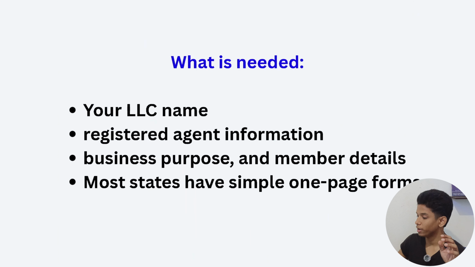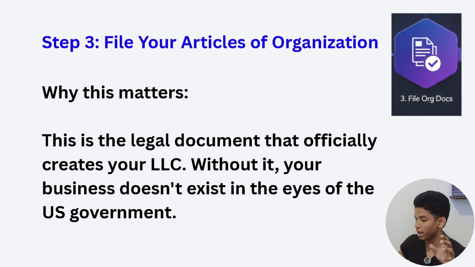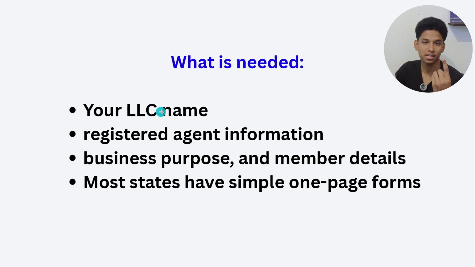Now moving to step 3, file your articles of organization. This is the legal document that officially creates your LLC. Without it, your business doesn't exist in the eyes of the US government. What is needed? Your LLC name, registered agent information, business purpose, and member details. Most states have simple one-page forms. So these are the basics.